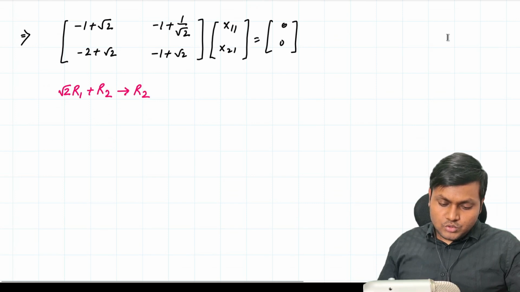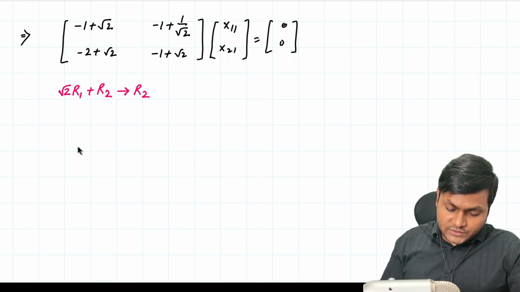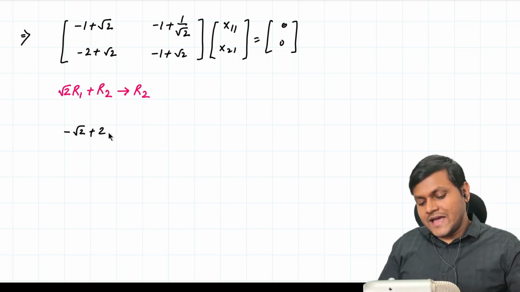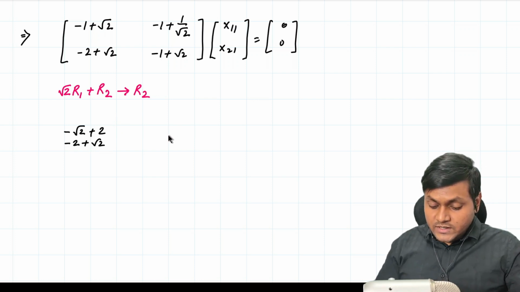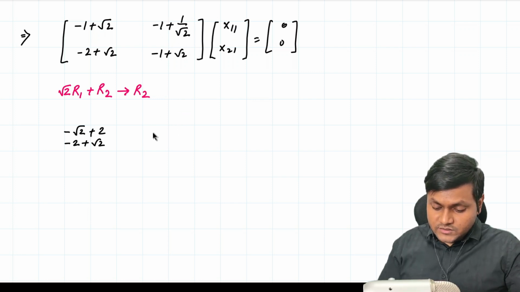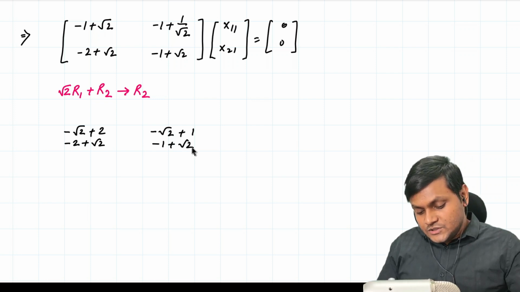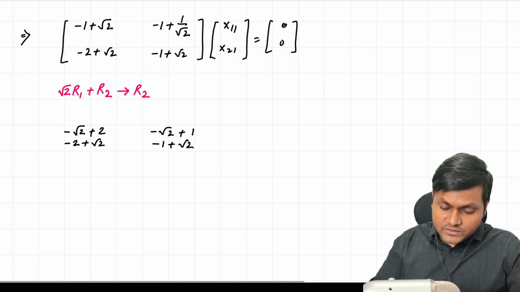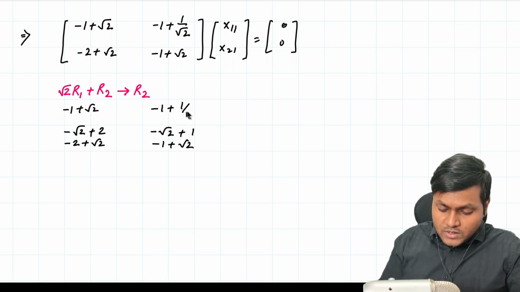So if I multiply root 2 to the first row, this is the first row, right? And this is the second row. So if I multiply root 2 to the first row, this simply becomes minus root 2 plus 2. And then if I add it to the second row, the second row is nothing but minus 2 plus root 2, right? Similarly, if I multiply root 2 with this particular term here, this is minus root 2 plus 1. And then here I have minus 1 plus root 2. And then if I substitute it in the second row, the first row is still the same. The first row is still minus 1 plus root 2 and minus 1 plus 1 upon root 2.